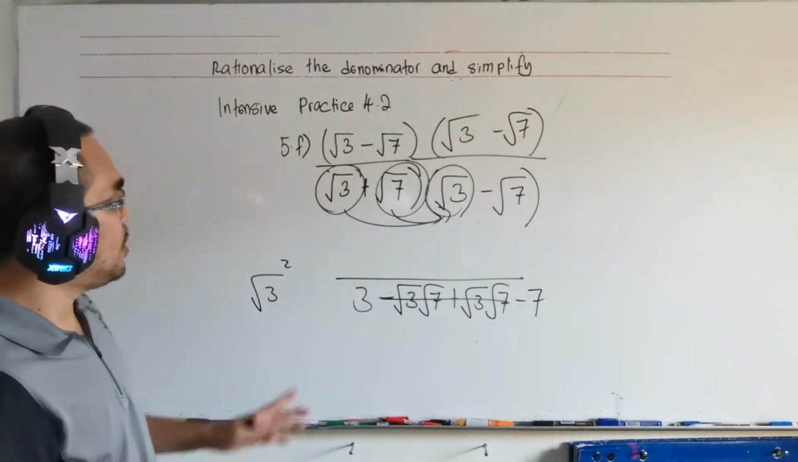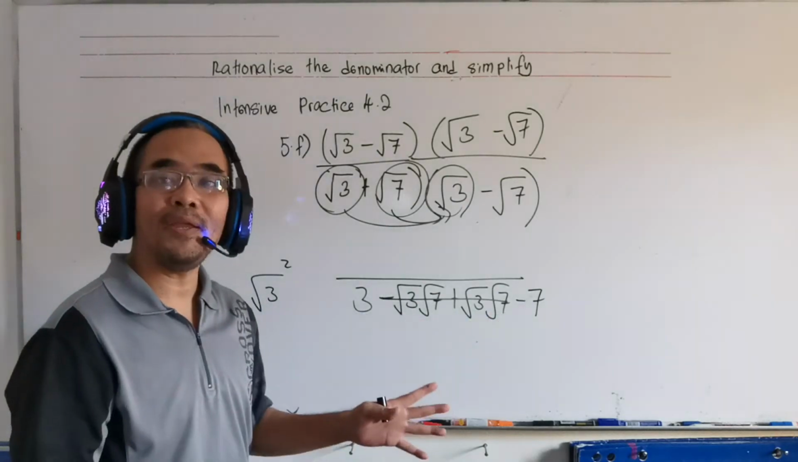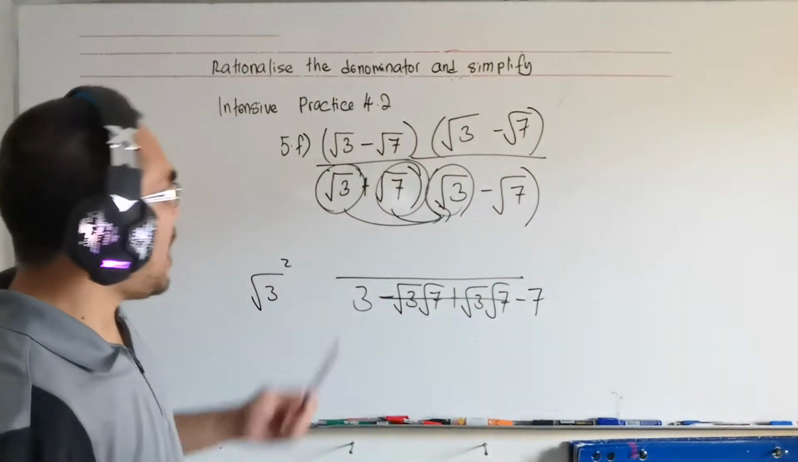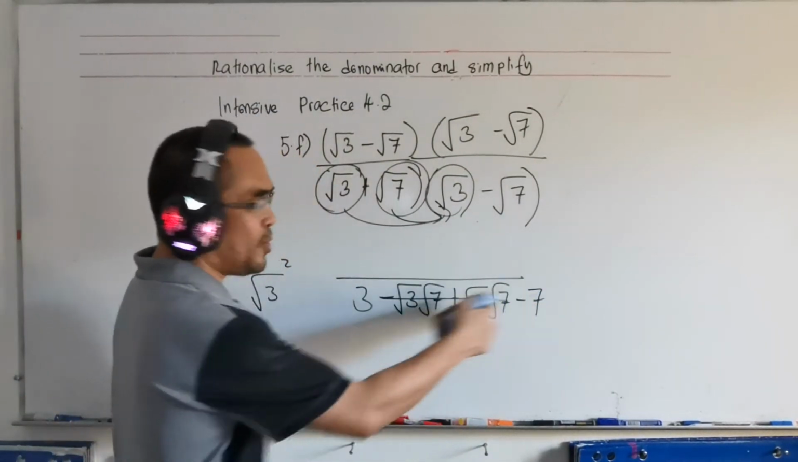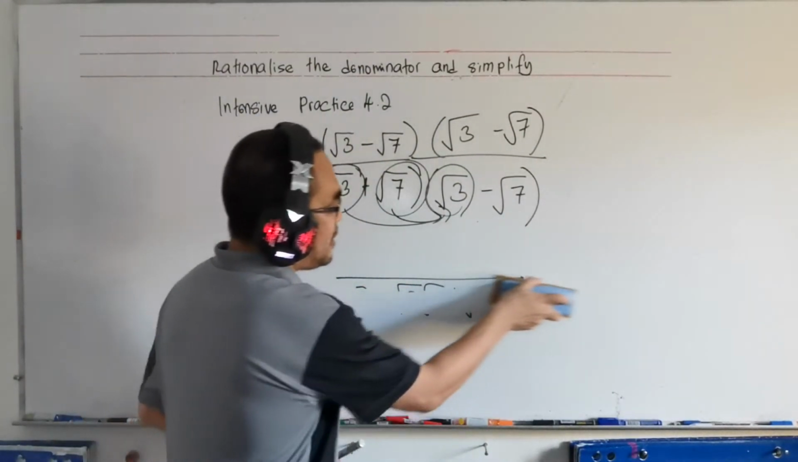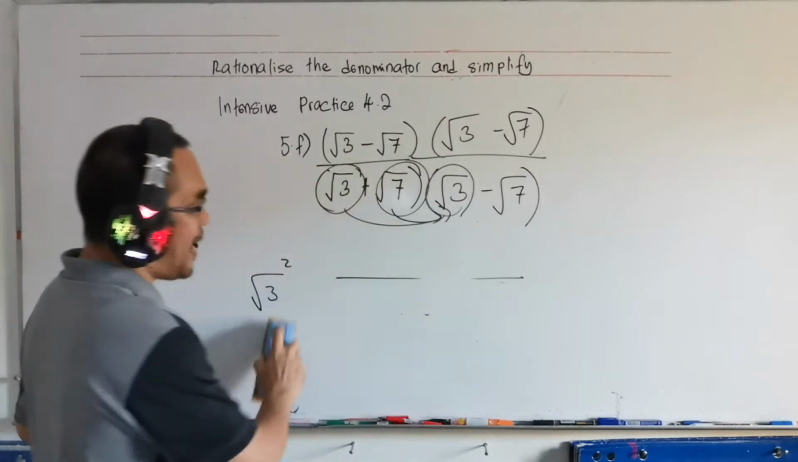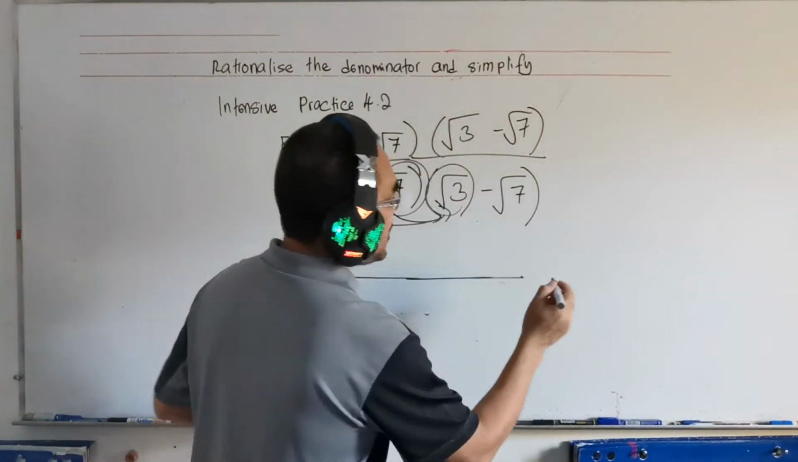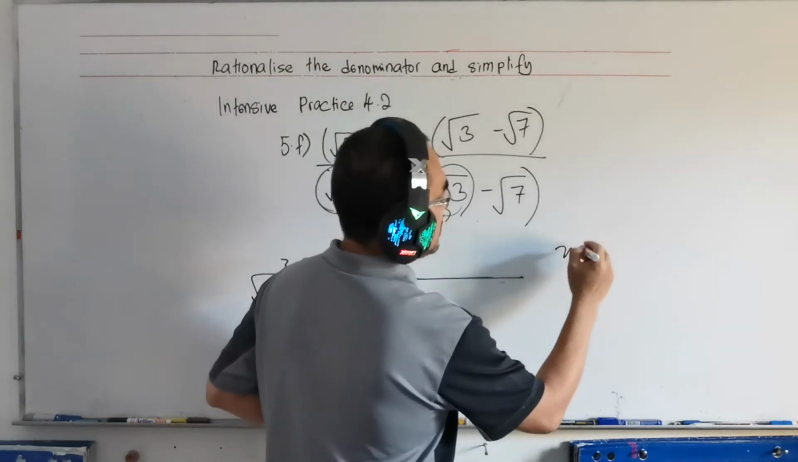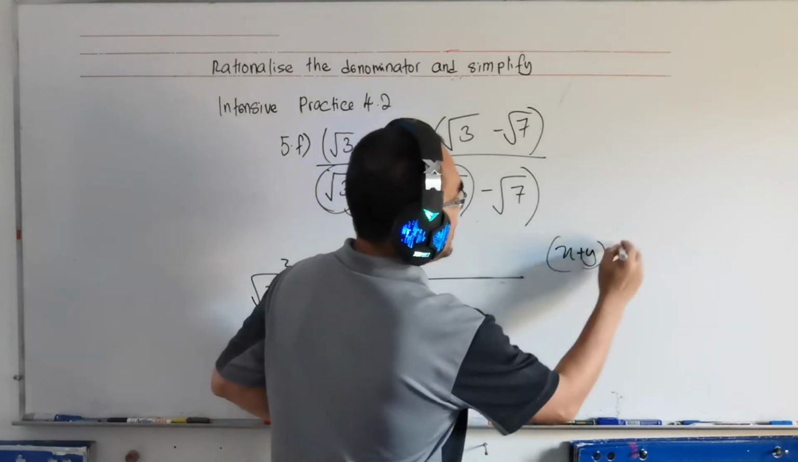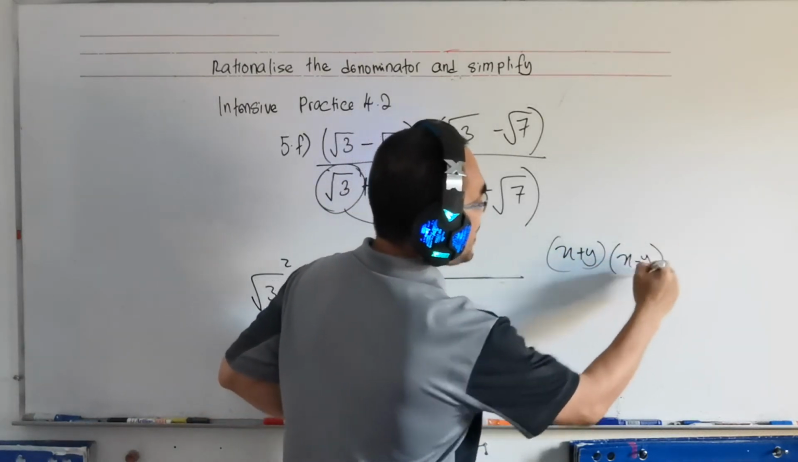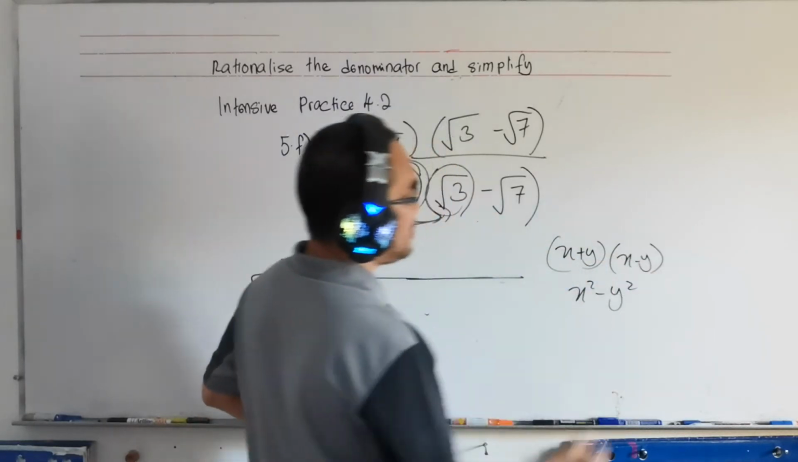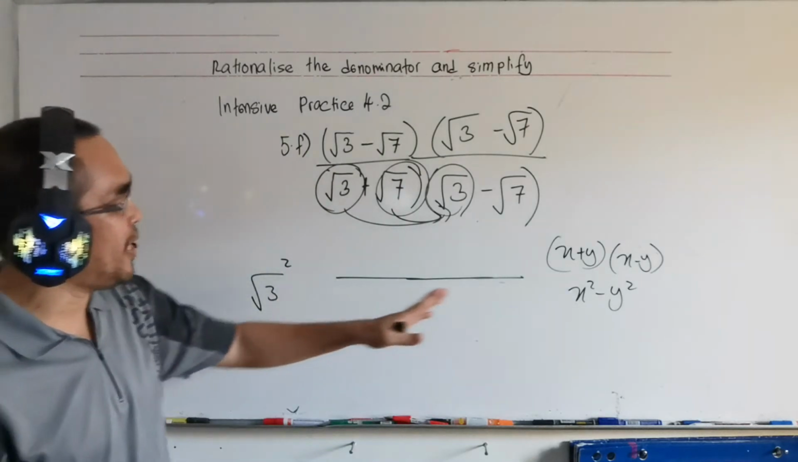Okay, so then you have 3 minus 7 will be negative 4. But then to apply our knowledge just now, actually we don't have to do this long way. You do not have to multiply. If you know that knowledge just now that I mentioned, if x plus y times x minus y, it becomes x squared minus y squared. So we just use that knowledge.